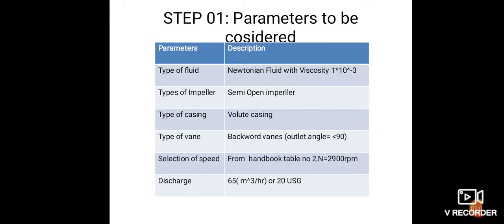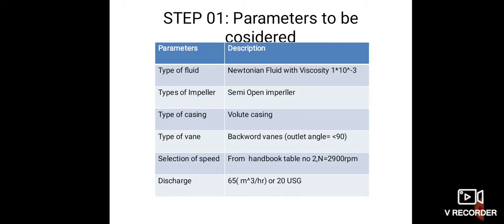Then the next one, types of casing. We select the volute casing. There are a number of casings in the market: vortex casing, volute casing, and diffuser casing. Normally we use the volute casing. There is physics behind this, because the area gradually increases from the inlet to the outlet. Why? Because we have to maintain a continuous velocity and increase the pressure gradually from the inlet to the outlet. That is the purpose of the volute casing.